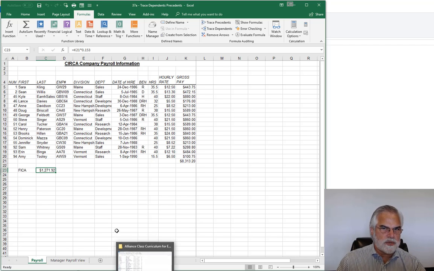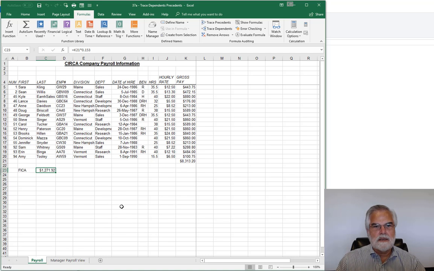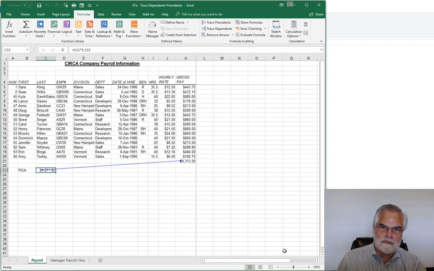Are there any precedents? Yes. There are precedents because this number depends on this one over here and it precedes it. Now, does this number have any dependents? No. There's no other formula or other cells that depend on this answer. In other words, some other cell that depends on this number?